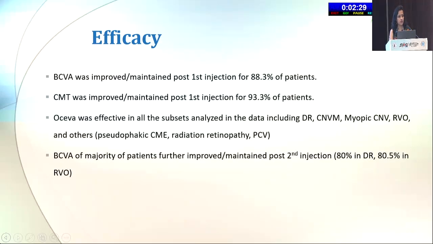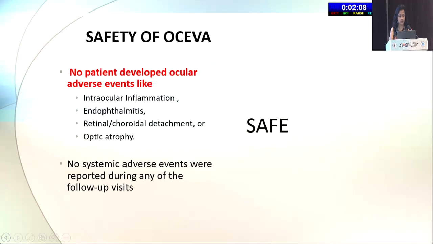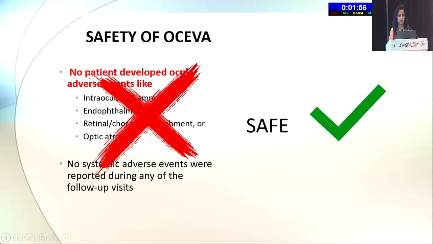So yes, it was efficacious, improved and maintained in at least 88% of the patients, and close to 90% of the patients had a reduction in their CMT or maintained. It was effective in all subsets analyzed in the data, including the conditions that I mentioned. And the BCVA improved in or maintained post-second injection also in a fair number of patients. We did not have any intraocular inflammation, endophthalmitis, optic atrophy, or any of these that we have seen with new anti-VEGFs, and we did find it to be a rather safe drug.